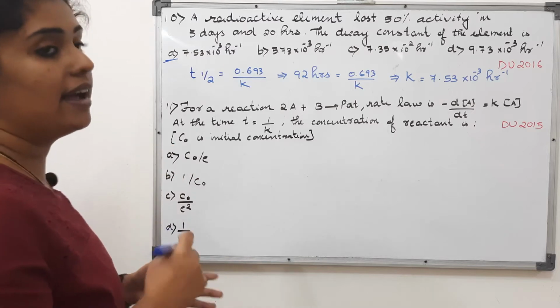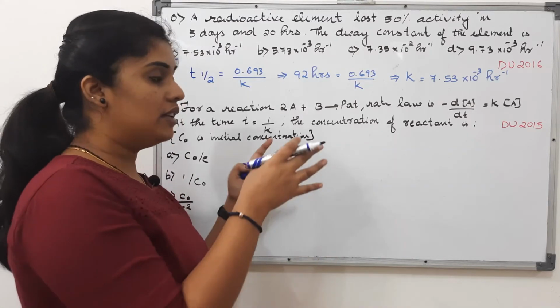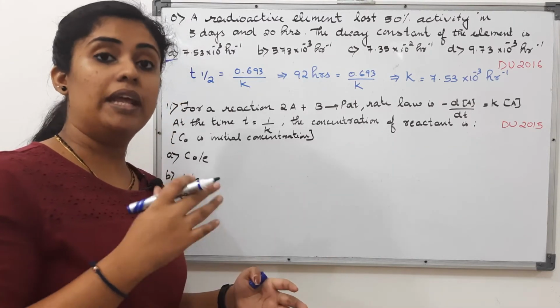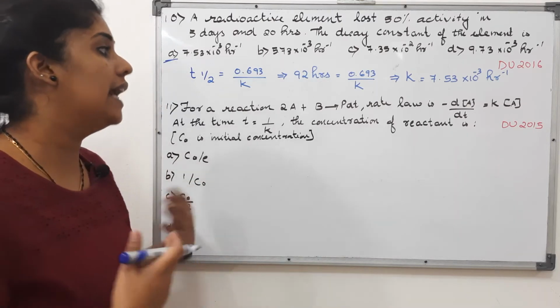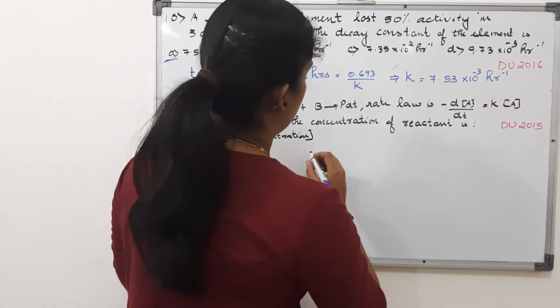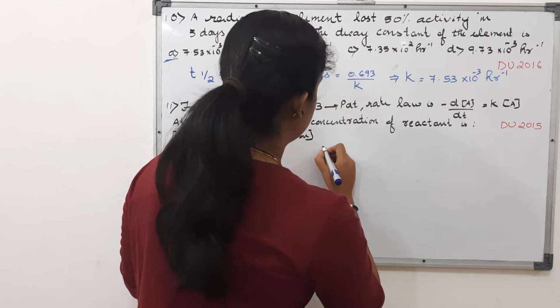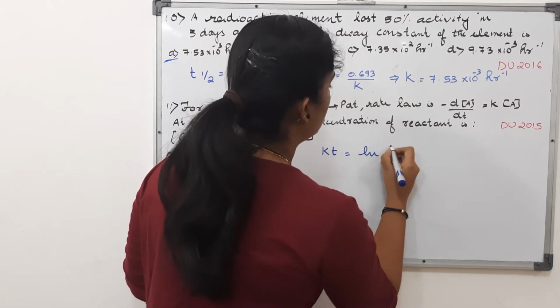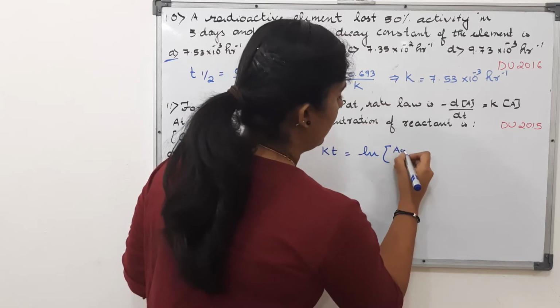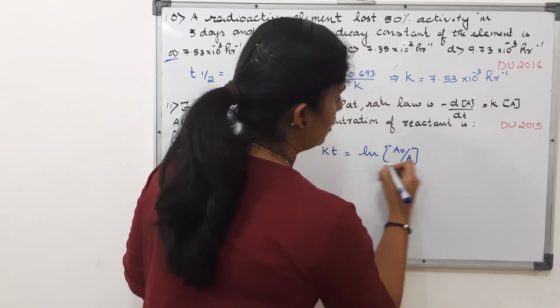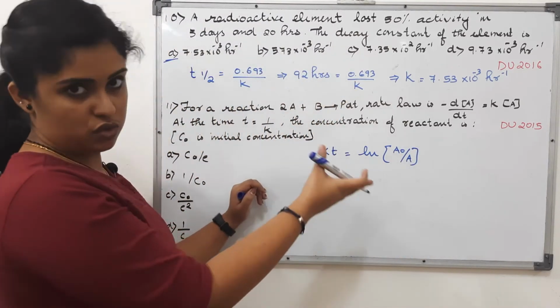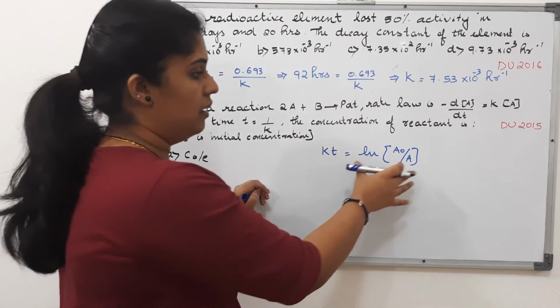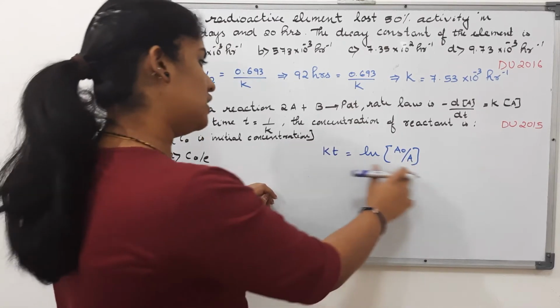So my options are having E. So I can write that rate law, instead of log, I am taking natural log. In that case, my equation can be written as K T equal to ln of A naught by A. This is same as K equal to 2.303 by T log A naught by A. It's the same equation in natural log form.